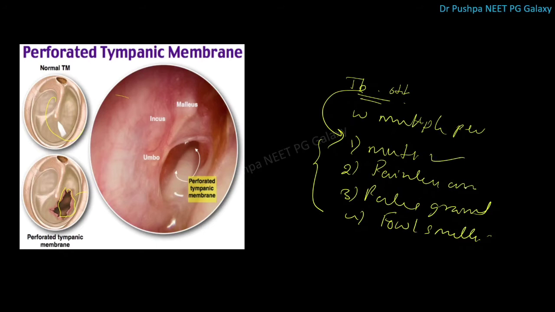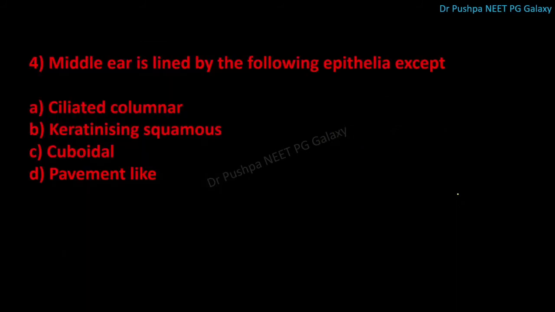So these are the features of tubercular otitis media: multiple perforations, painless condition, pale granulation tissue in the middle ear cleft, and foul smelling discharge. The next question is: middle ear is lined by the following epithelium except ciliated columnar epithelium, keratinizing squamous epithelium, cuboidal epithelium, pavement-like epithelium. The correct answer is keratinizing squamous epithelium.